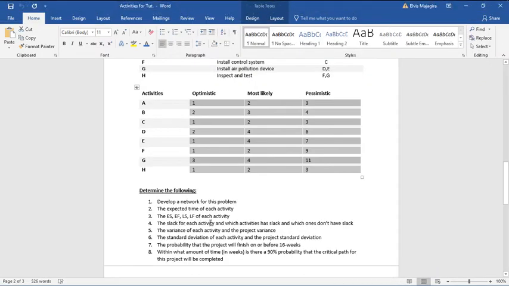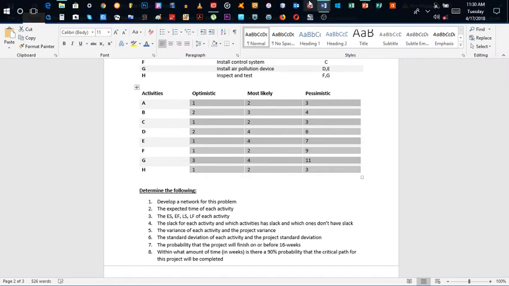Now which activities have slack and which ones don't have slack? The activities that have slack are those that have 0 as slack. Activities that don't have slack are those that don't have 0 as slack.